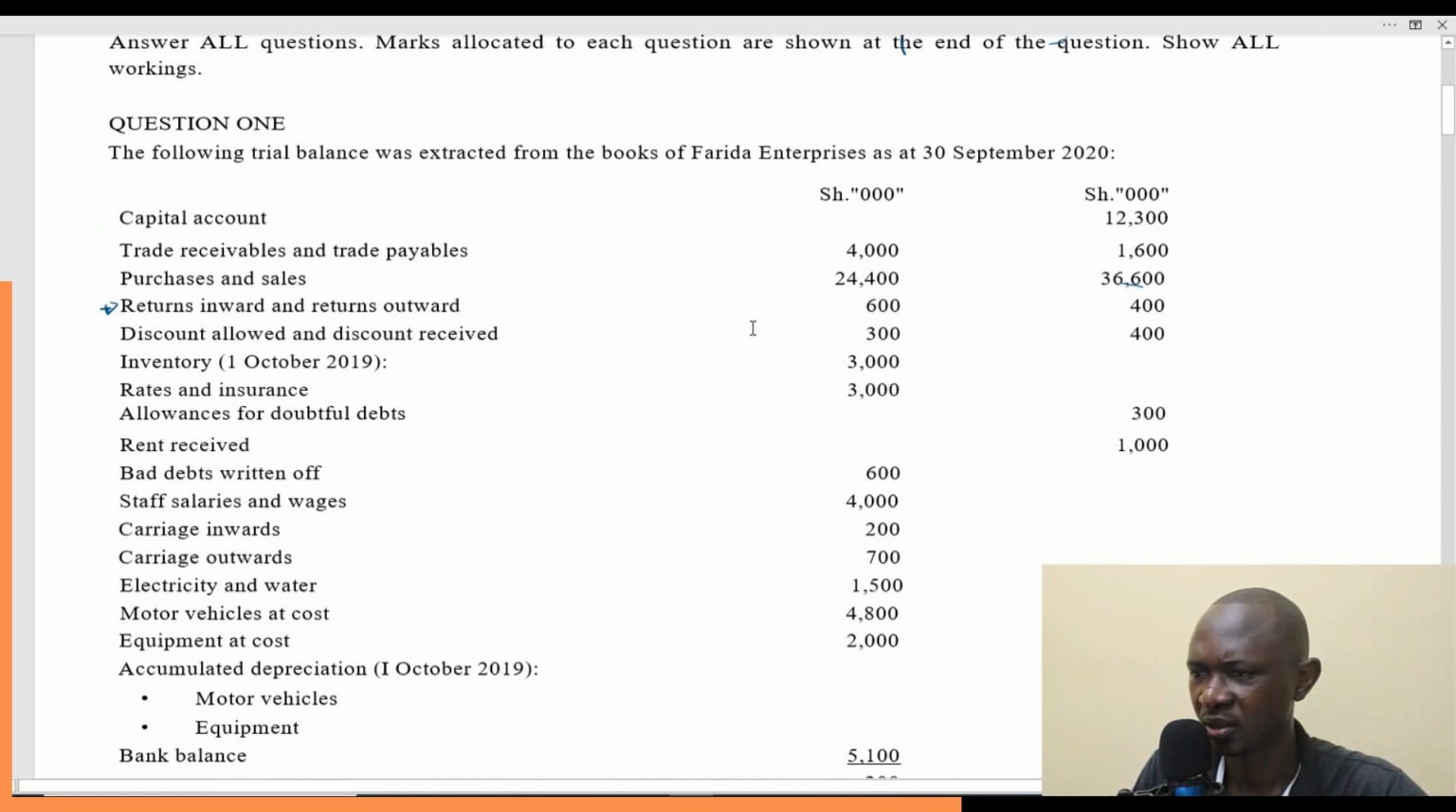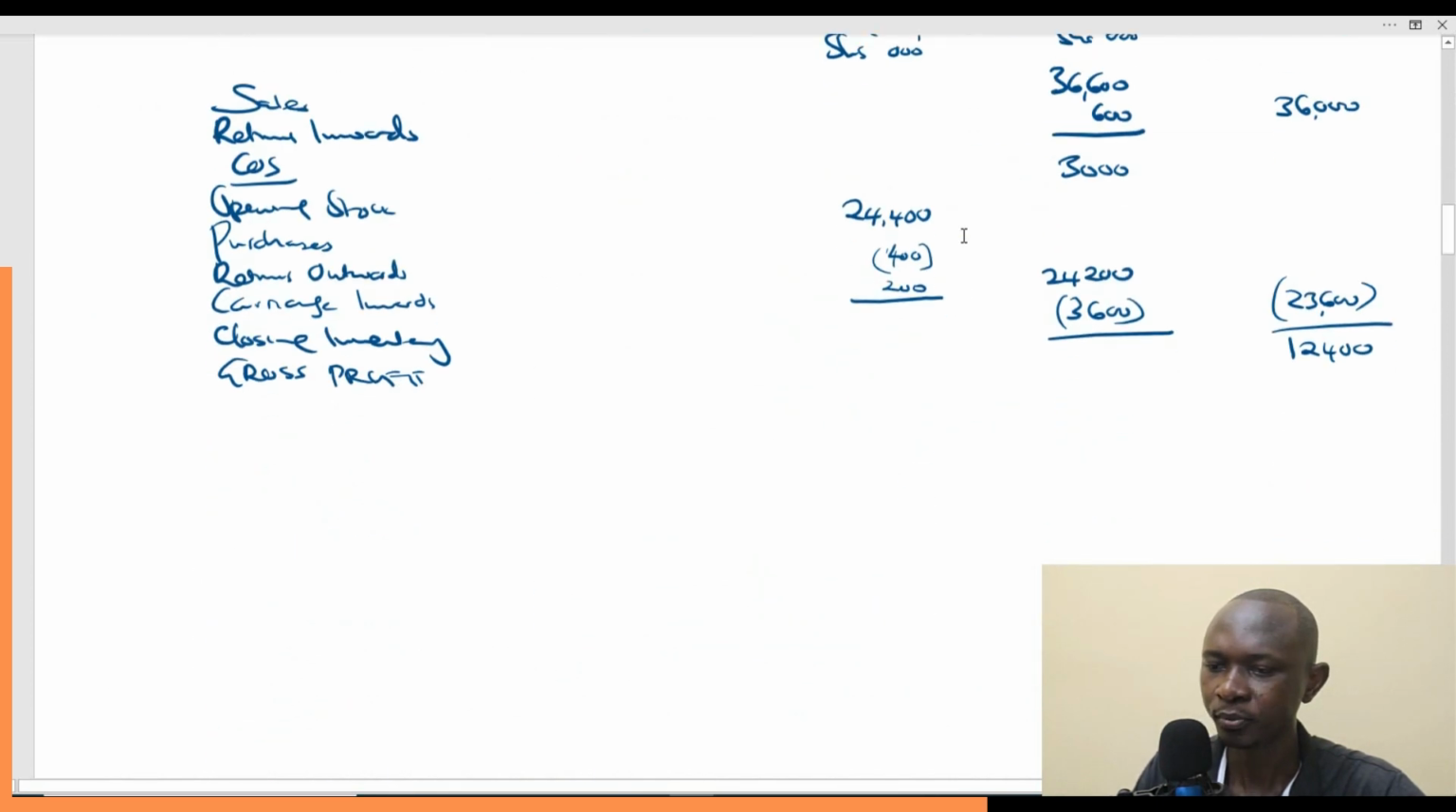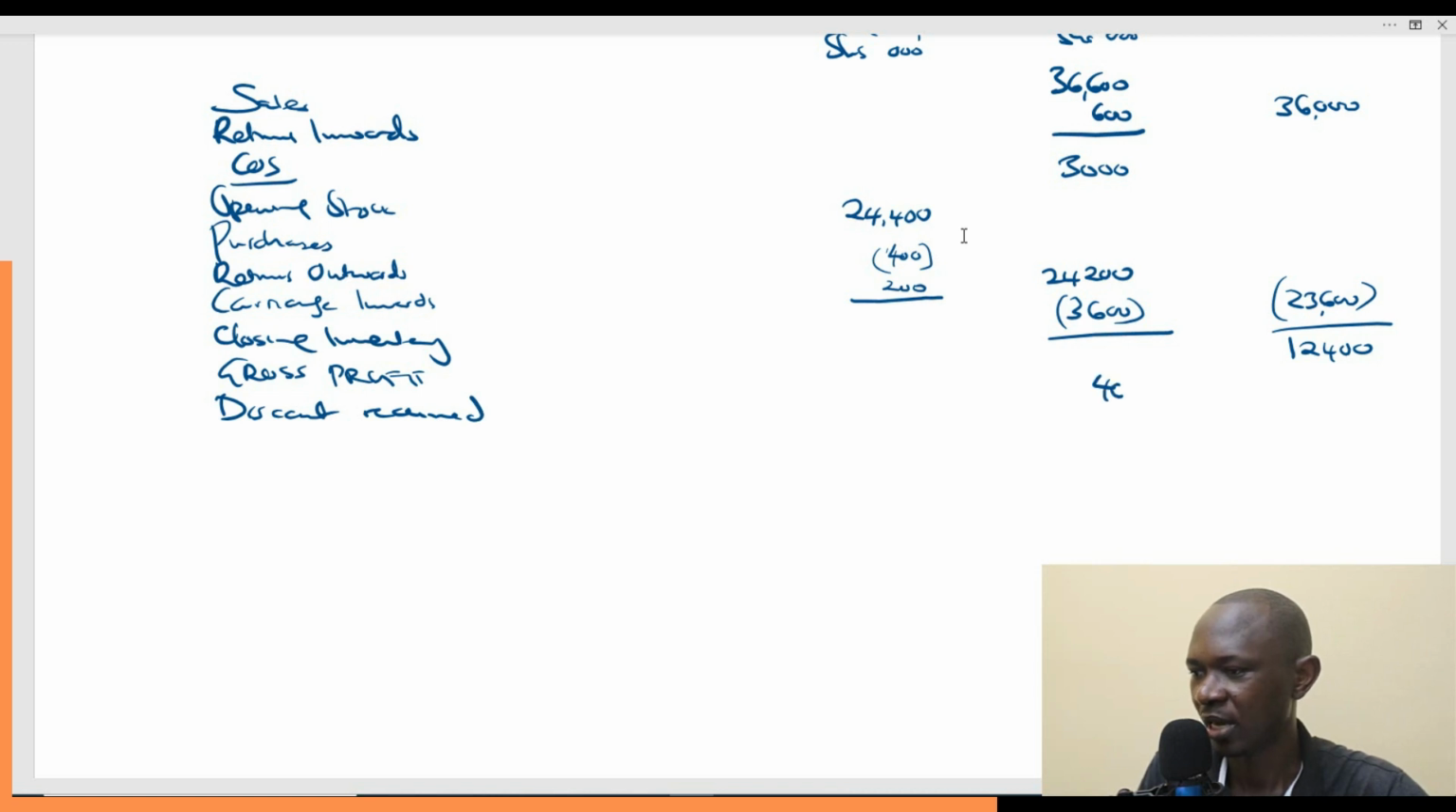Discount received, of course. Now discount received is supposed to be on the credit side. All expenses are on the debit side. Incomes and gains are on the credit side. So if you are given two items like this, discount received is the one on the credit side. So discount received 400. So let's add all of them here.